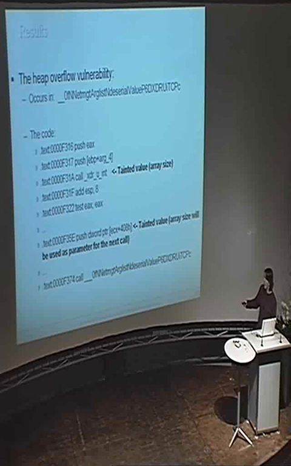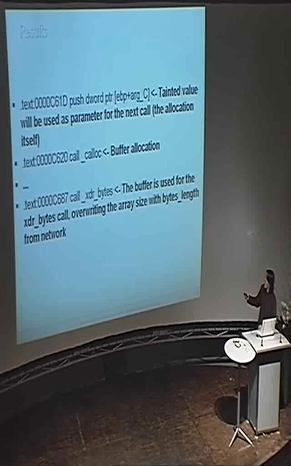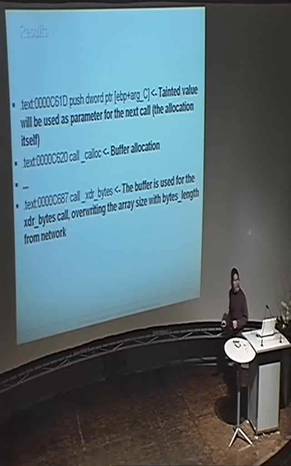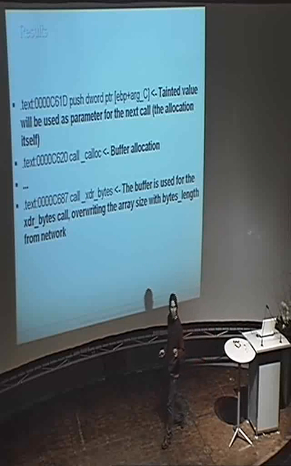This value was used in another piece of information in the memory area, so I still know I control it. And then there is another call to another routine. This routine is using the tainted value as a parameter for the next call. What is the next call? Oh, that's pretty interesting. It's an allocation function.